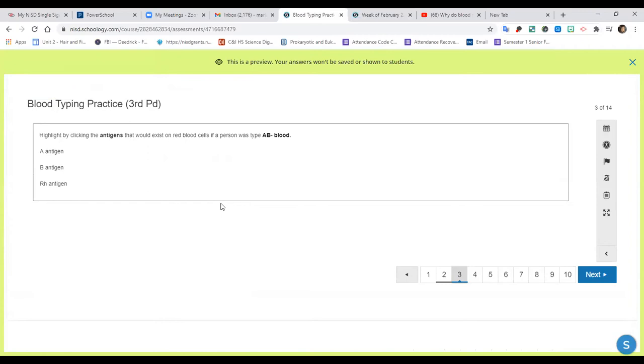Now, highlight by clicking the antigen or antigens that would exist on red blood cells if a person was type AB negative blood. What antigens exist? Is it A antigen, B antigen, or Rh antigen? Now, an antigen is a little protein. Sometimes we use it interchangeably, either for Rh or AB. Okay?